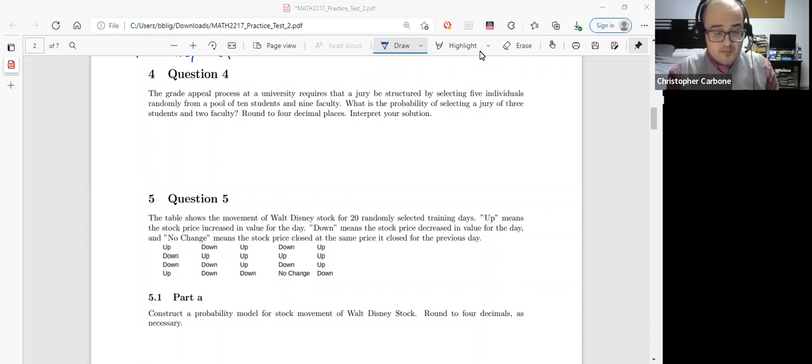Question number 4. The grade appeal process at a university requires that a jury be structured by selecting 5 individuals randomly from a pool of 10 students and 9 faculty. We want the probability of selecting a jury of 3 students and 2 faculty. We want to round to 4 decimal places and interpret this solution. So this is the probability of choosing 3 students and 2 faculty.